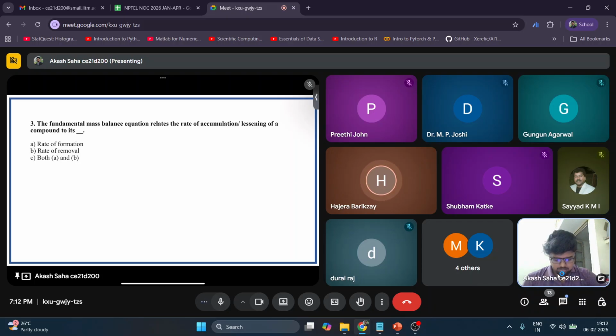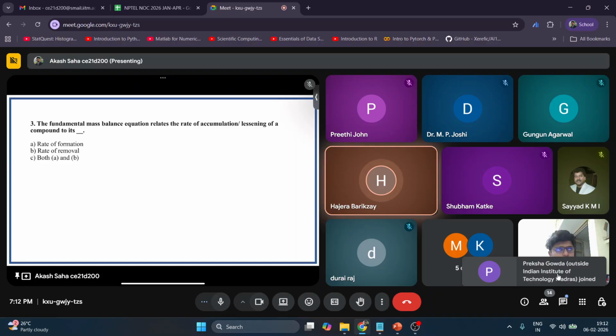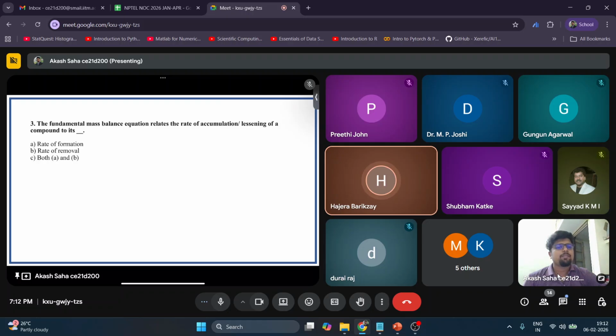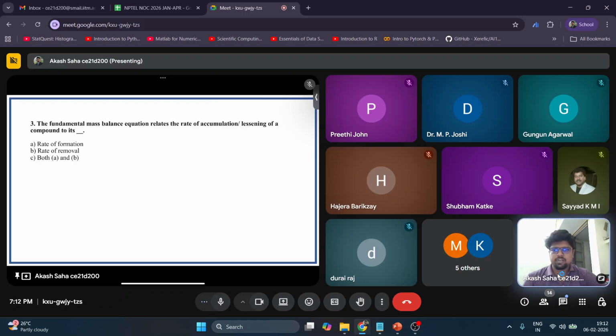Any idea? What are the parameters? It was V dC/dt equals Q_in C_in minus Q_out C_out plus V times rate of formation minus rate of loss. Yes, that is perfect. So that is actually derived from the fundamental equation.